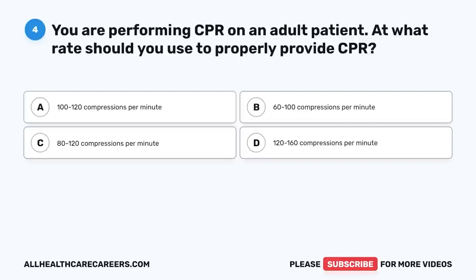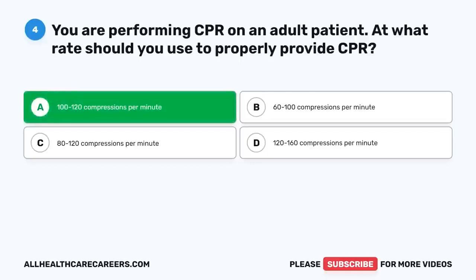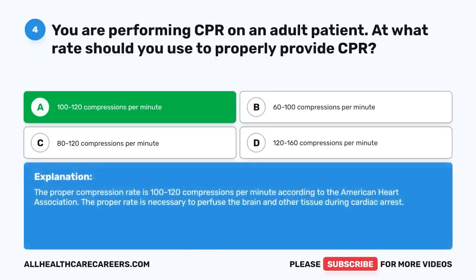The correct answer is A. 100 to 120 compressions per minute. The proper compression rate is 100 to 120 compressions per minute according to the American Heart Association. The proper rate is necessary to perfuse the brain and other tissue during cardiac arrest.